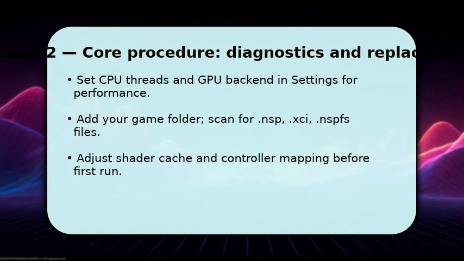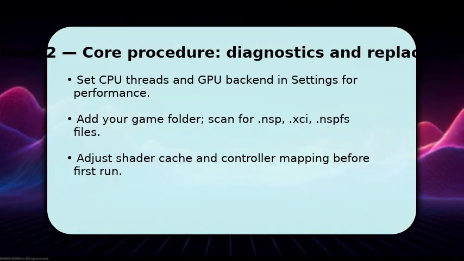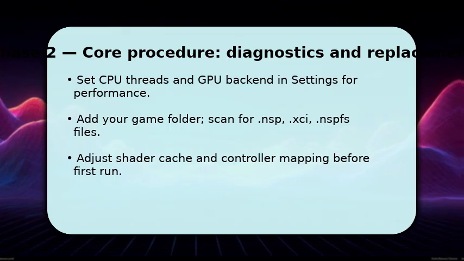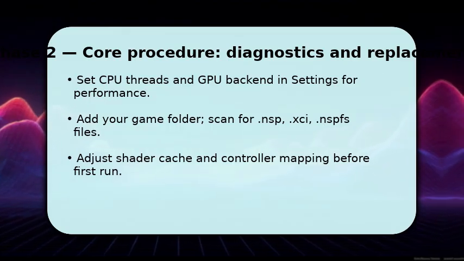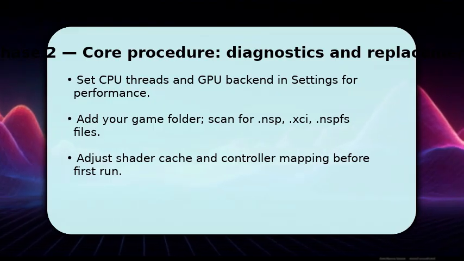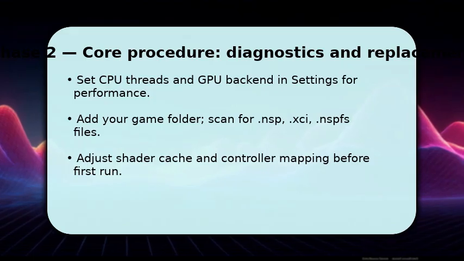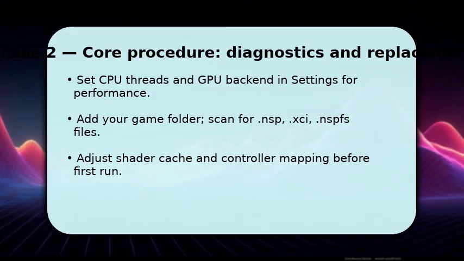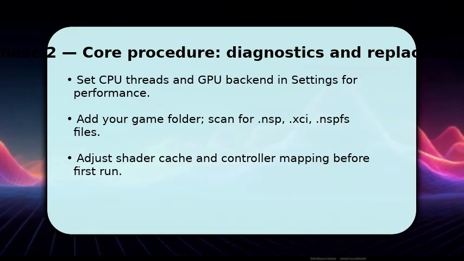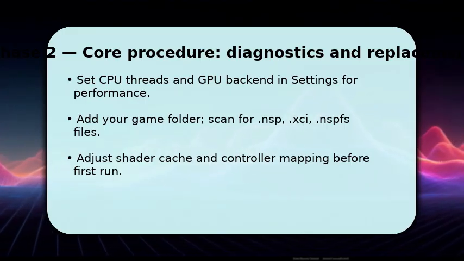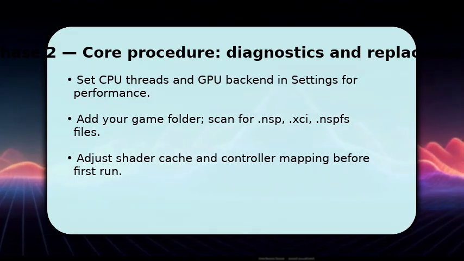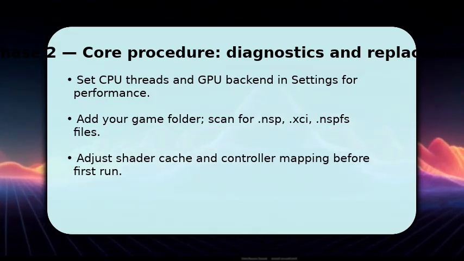Once keys are in place, configure Yuzu for your hardware. Set CPU threads to match physical cores and pick the Vulkan or OpenGL backend depending on your device. Add the folder with NSP or XCI files and let Yuzu scan. This builds a library index so you can launch titles. Next, generate or load a shader cache to reduce stutter and map controls, touch overlay, or a Bluetooth controller, so input feels natural. These middle steps are where speed and compatibility solidify.